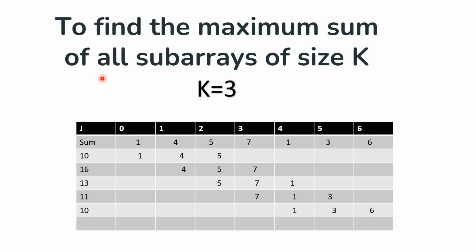Let's do one exercise to find the maximum sum of all subarrays of size 3. Here k is 3 and we are given an array of integers of size n with the elements 1 4 5 7 1 3 6, and we need to find the maximum sum of all subarrays of size k. So let's start. When our j is 0, our window size is not 3, so we do nothing and move to the next index.